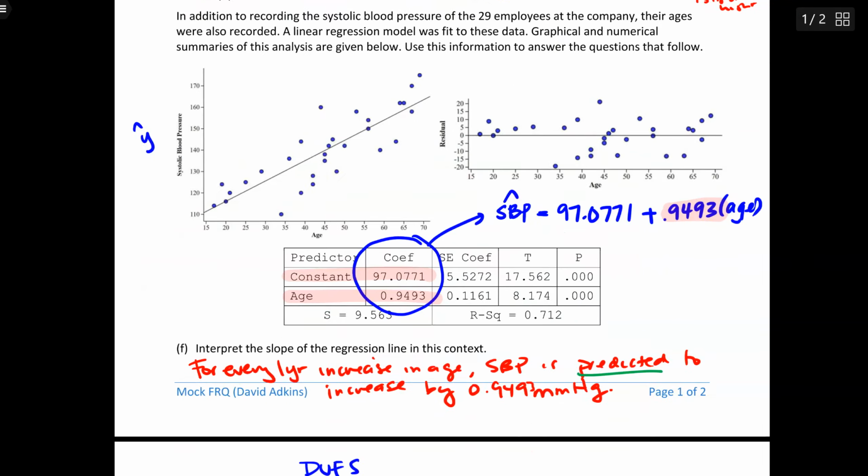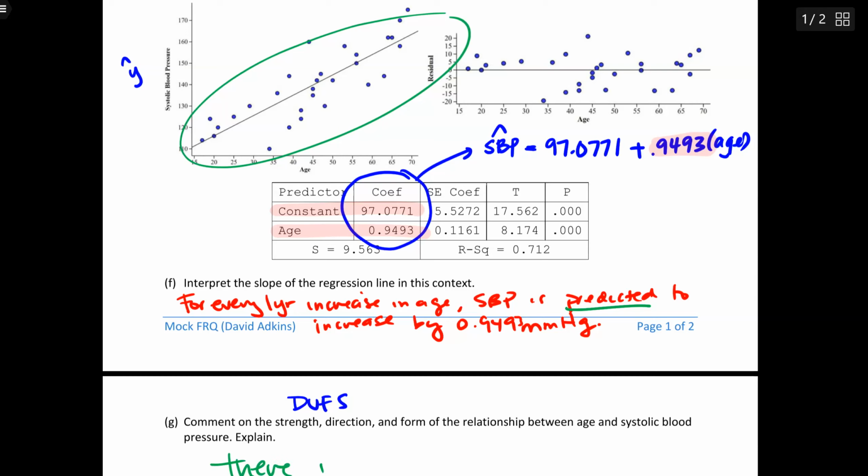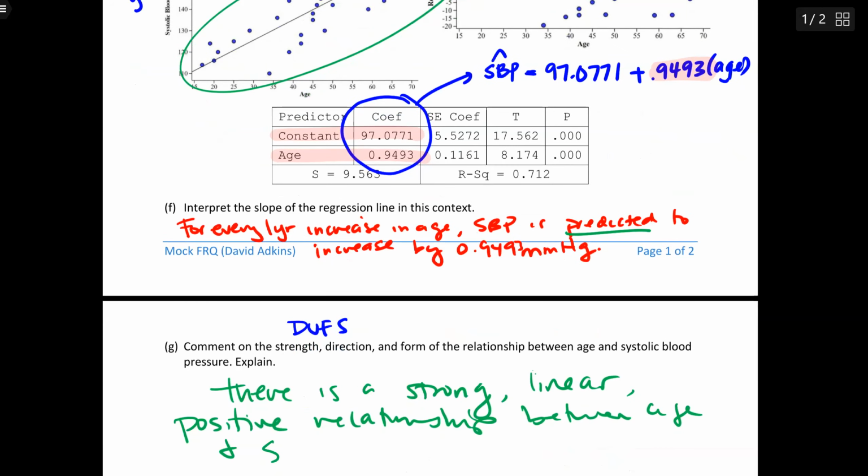Now, the last one says, part G says, comment on the strength, direction, and form. So that's when we're looking here. There is a strong linear, positive relationship between, and make sure you get your context, between age and systolic blood pressure.